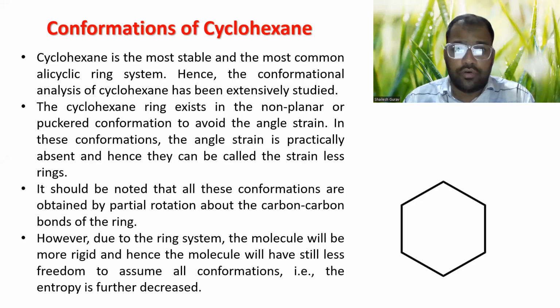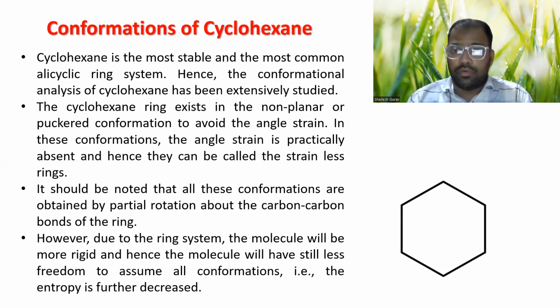The structure of cyclohexane is very important, and it becomes essential to understand because this particular moiety is found in many pharmaceutical agents as well as natural products. The cyclohexane ring exists in a non-planar or puckered conformation to avoid angle strain. In these conformations, the angle strain is practically absent, and hence they can be called strainless rings.